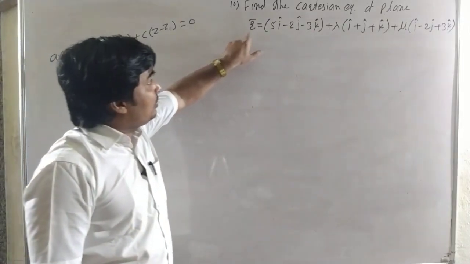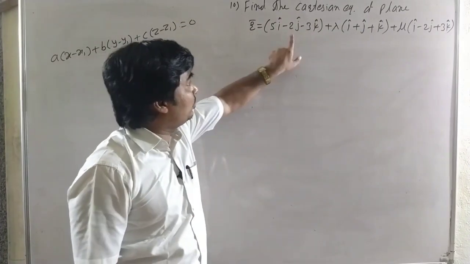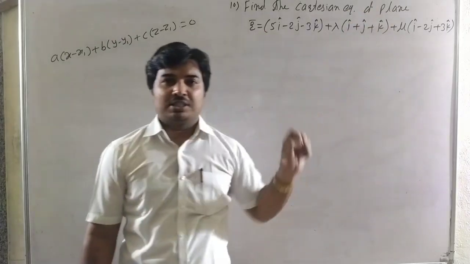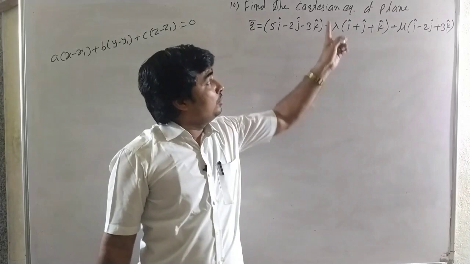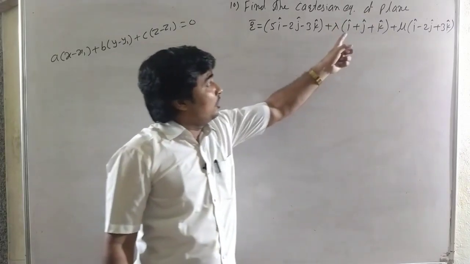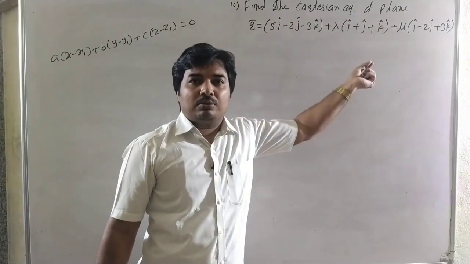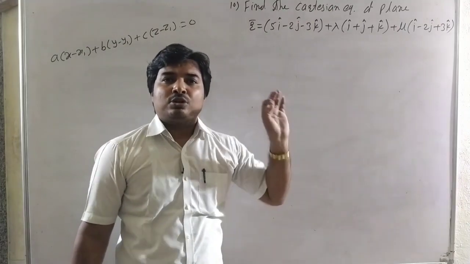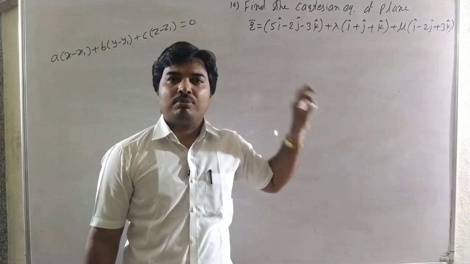Here it is the equation of a plane in parametric form, that means r bar is equal to a bar plus lambda b bar plus mu c bar. That means the plane passes through point a bar and is parallel to b bar and c bar, and the normal to the plane is the cross product of b bar and c bar. The components of b bar cross c bar are the direction ratios of the normal.